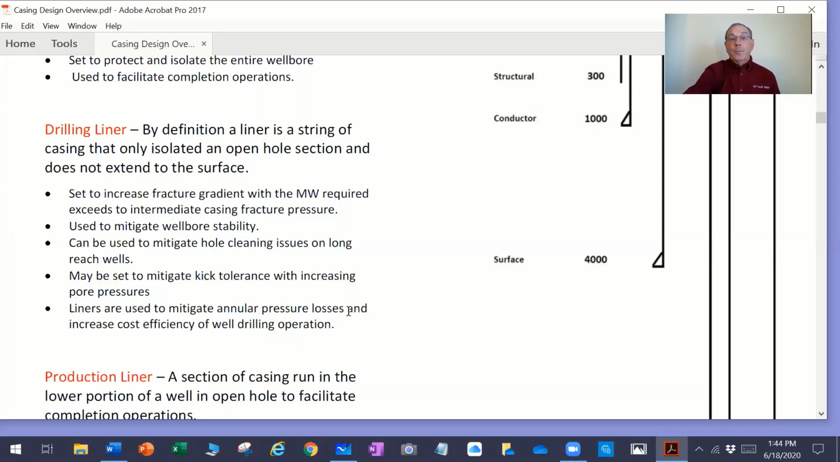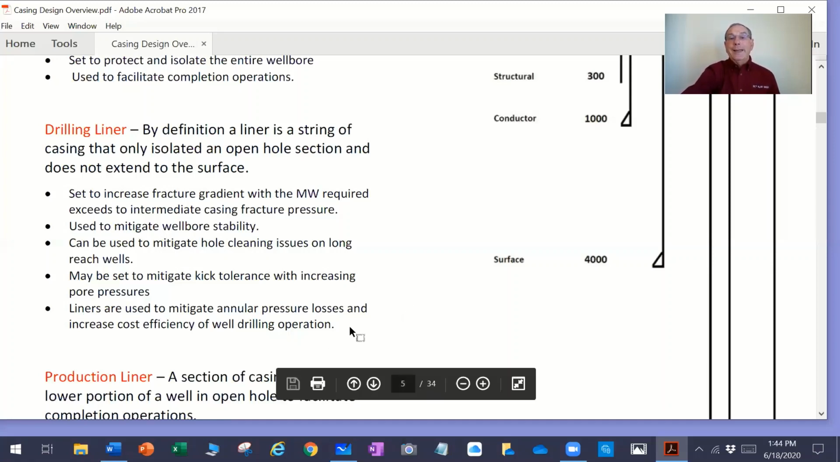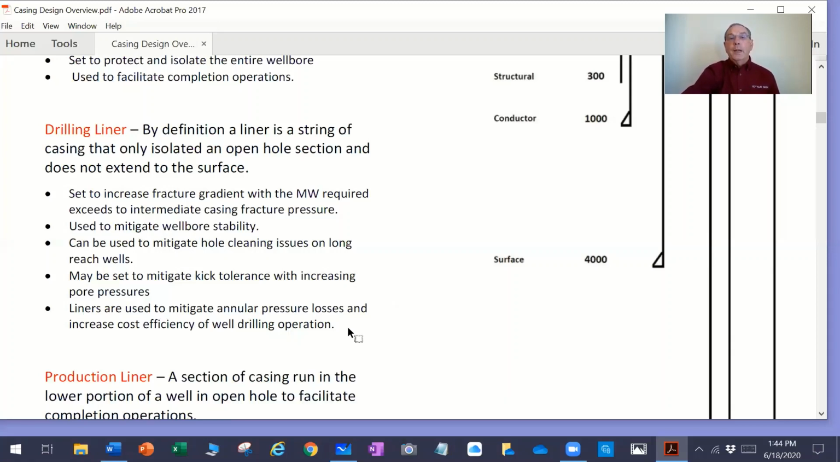And then I did not put this on here, but another reason we run liners many times is if we ran an entire string all the way to the surface, our equivalent circulating density would increase to the point that it could cause us to lose returns just due to the back pressure of having the smaller casings coming all the way to the surface with a drill pipe inside of it.